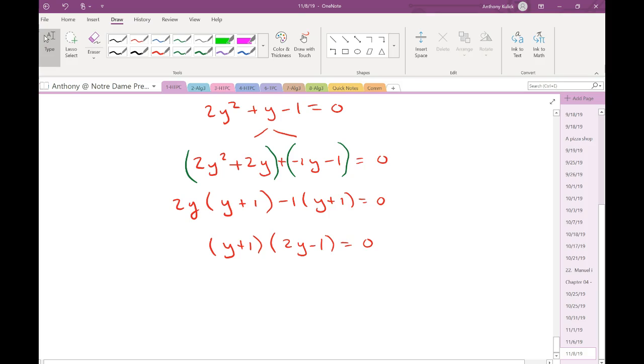I can then set each of these pieces equal to 0 and solve.